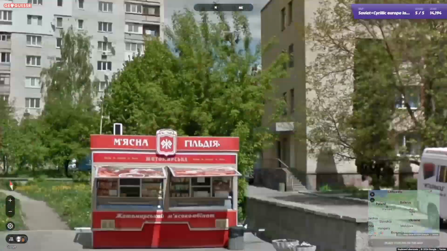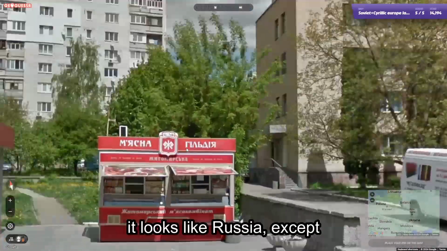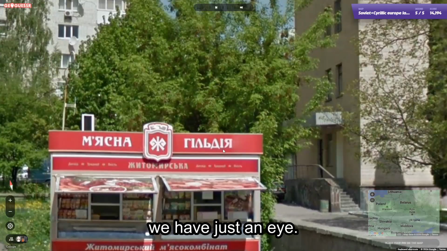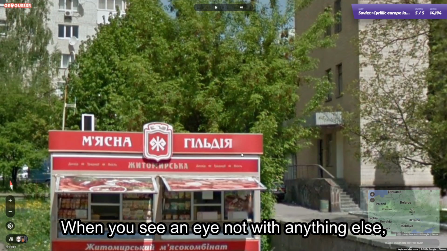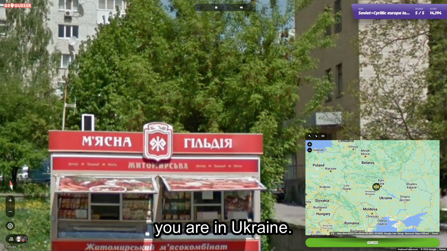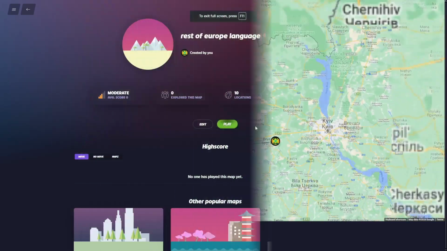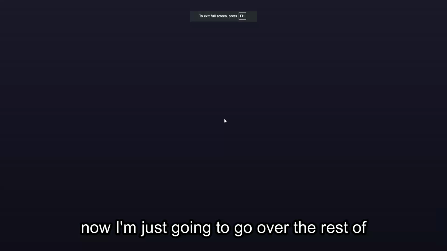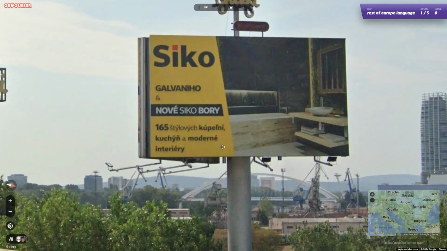Okay, so it looks like Russia, except we have just an I. When you see an I, not with anything else, you are in Ukraine. Okay, now I'm just gonna go over the rest of the European languages with this one.